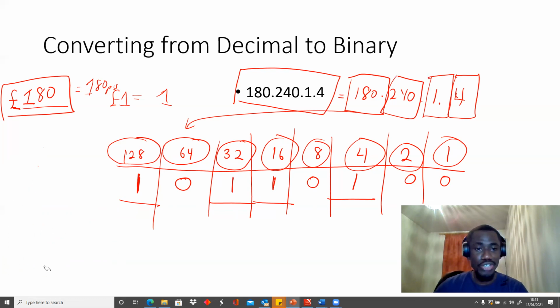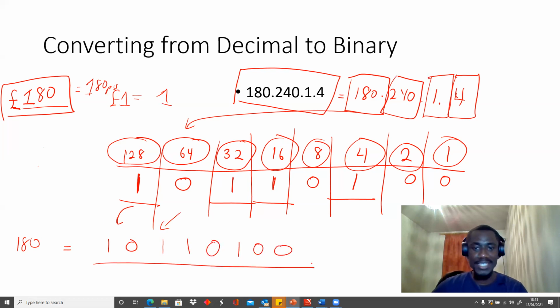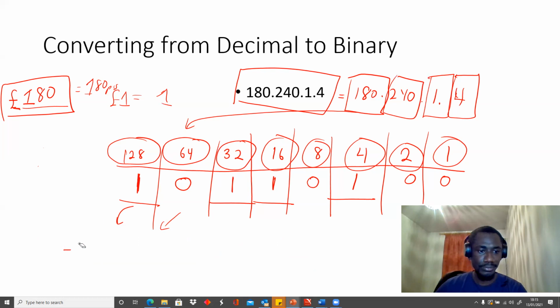And when we try to translate 180 into binary, we have 1. So all these numbers will come down: 0, 1, 1, 0, 1, 0, 0. This is 180 in binary. I know this first example was a bit tricky. We'll take another example, which will be a bit clearer.